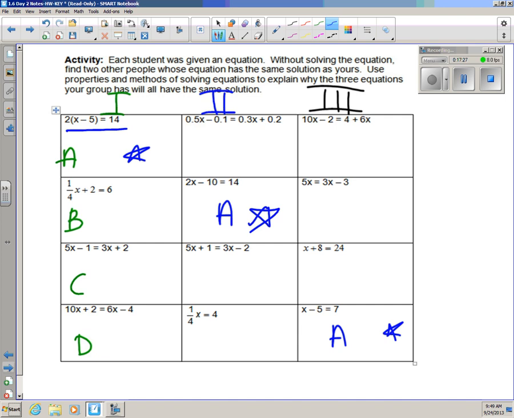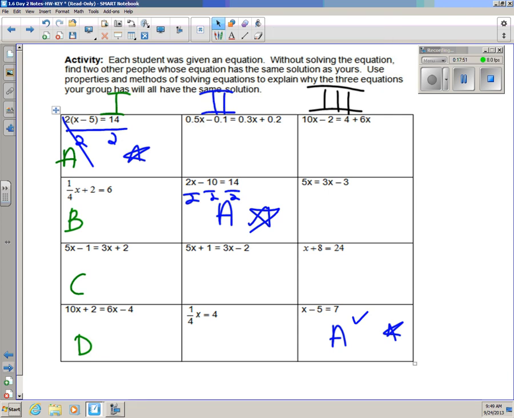Some people say, well, I could take this equation right here, divide both sides by 2, and get x minus 5 equals 7. That would work. Some people say I could take this equation, divide everything by 2, and get x minus 5 equals 7. But just understand that those 3 equations are equivalent, and they're going to give you the same answer, but they don't look the same.